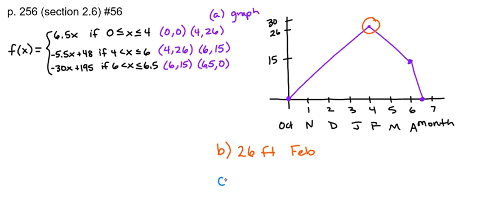And part C is asking us, when does the snow begin and when does it end? So it looks like it began in October. And it looks like it ended over here midway through April.